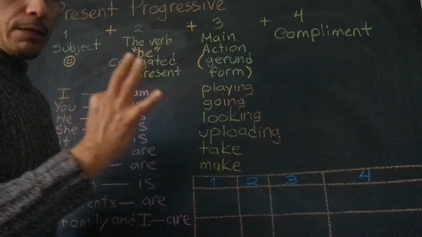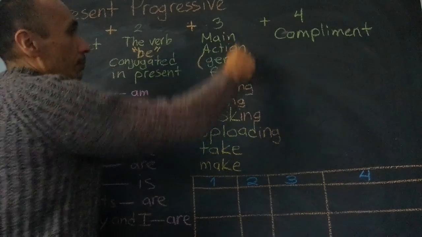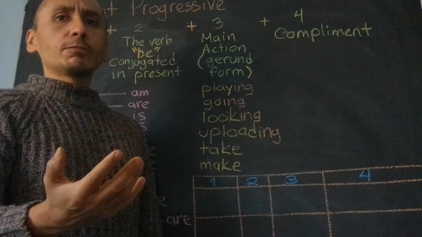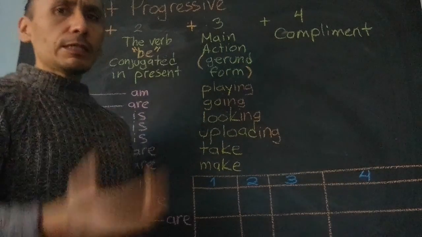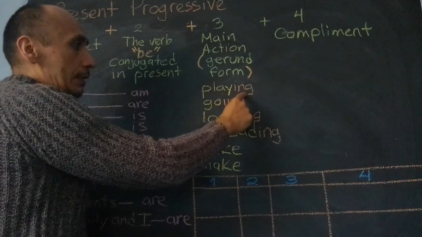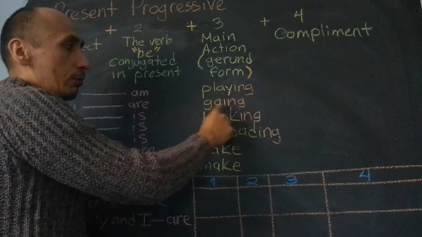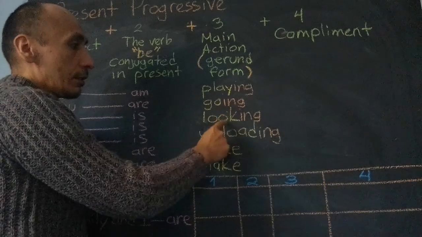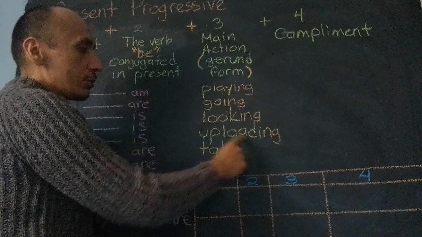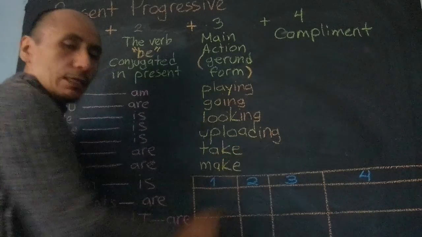And the third step is going to be the main action, but this main action is going to be in the gerund form, which is with the ending ing. For example, play, playing, go, going, look, looking, upload, uploading.